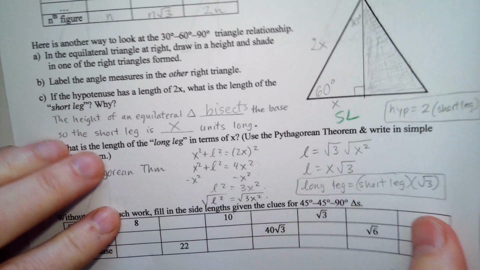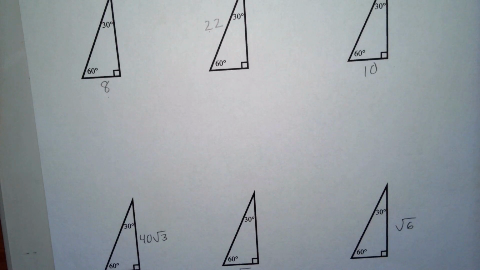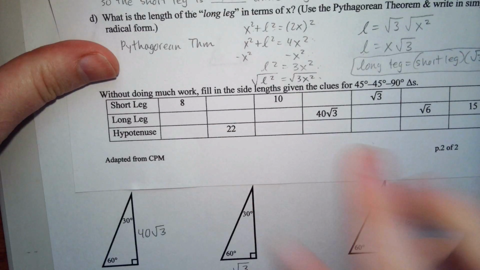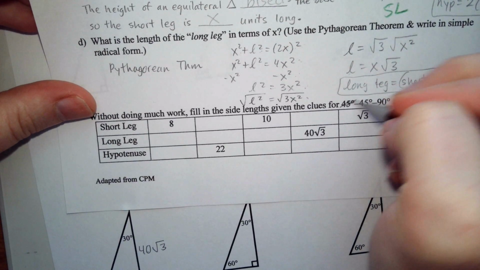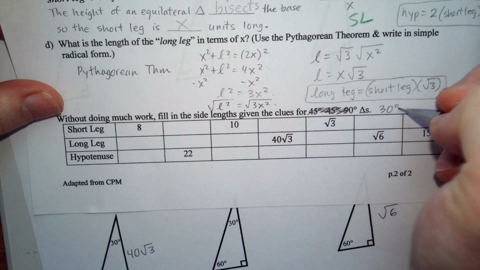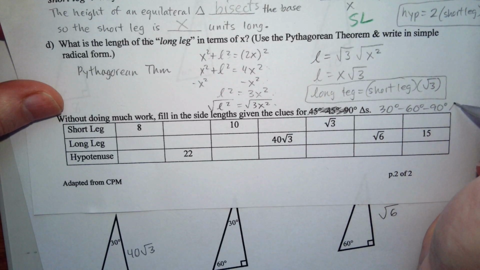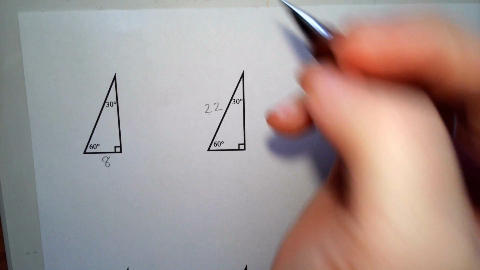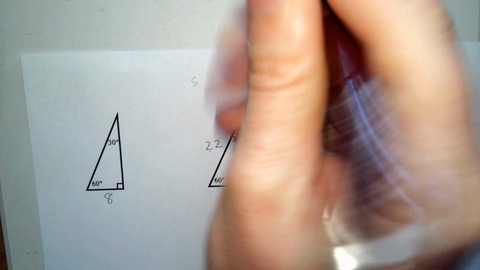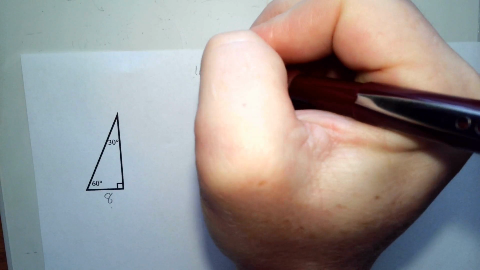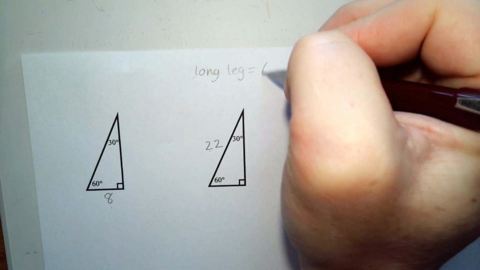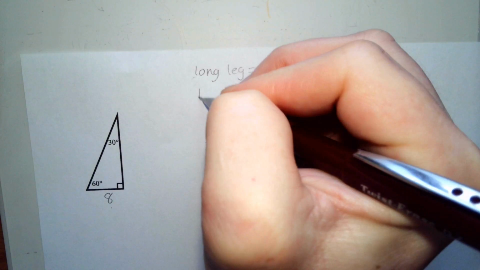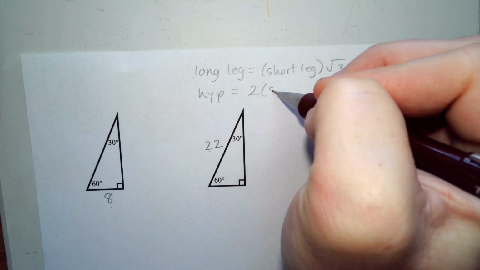I'm going to start with the first example. According to this chart, we were given the short leg, and you'll see in this chart I've given you various clues. Oops, I wrote 45, 40, 90. Let's try that again. We're going to be studying 30, 60, 90 degree right triangles. So we know the short leg is 8. The rules that we had, and I'll write them up here: the long leg we discovered is equal to the short leg times root 3, and we saw that the hypotenuse is 2 times the short leg.